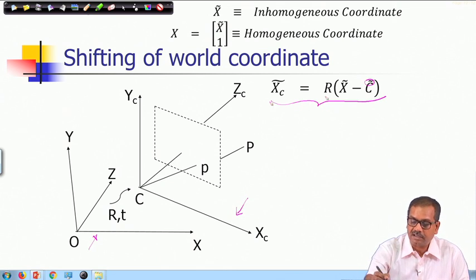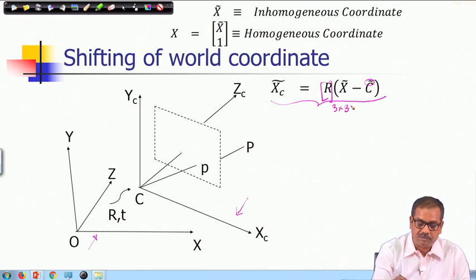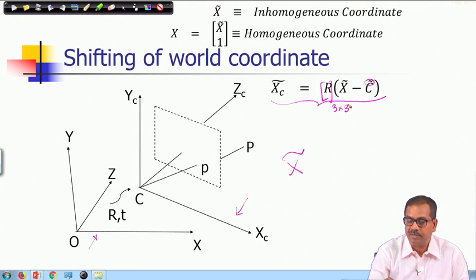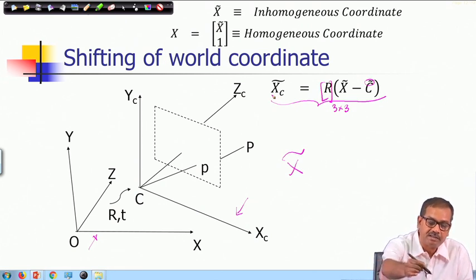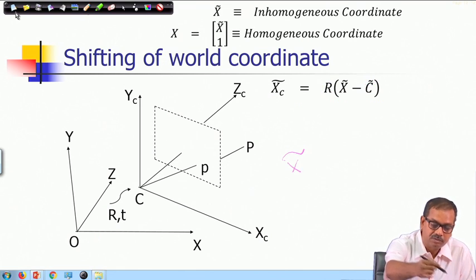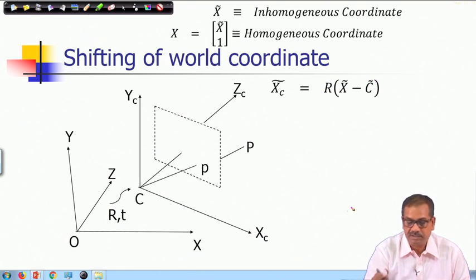So, R is a 3 cross 3 matrix which is called the rotation matrix, and any coordinate x prime can be expressed in the camera centric coordinate system by this particular operation. So, now what we need to do? We need to apply this transformation of x to the canonical coordinates, the camera centric coordinate system, and then we can apply the same projection matrix, which can be expressed in this form.